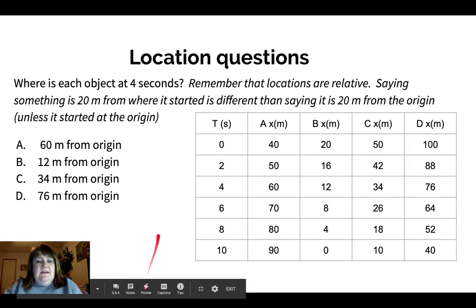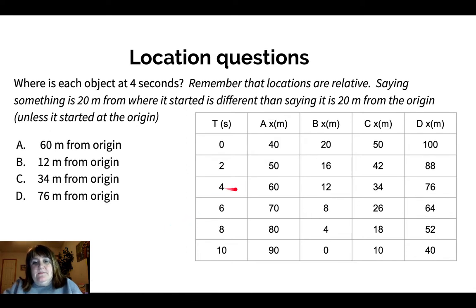Let's go get our handy dandy pointer. At 4 seconds, we're going to look right here, okay? At 4 seconds, object A is 6 meters, and you have to say it's 6 meters from the origin, okay? Locations are relative. Saying that something is 20 meters from where it started is different than saying it's 20 meters from the origin unless it started at the origin.